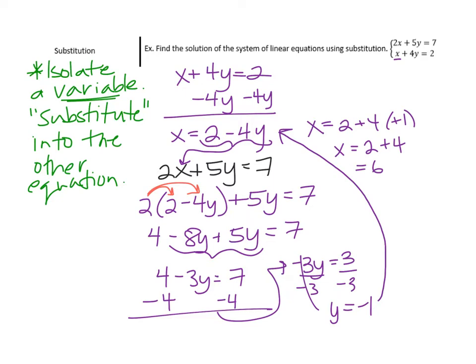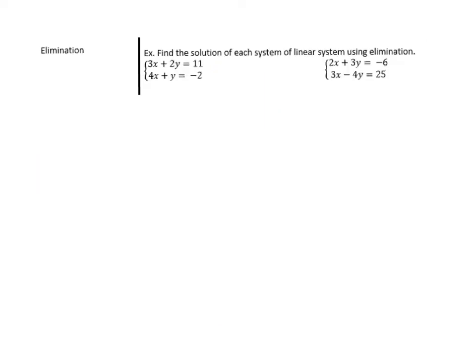So now to write it as an ordered pair, like we did for our graphing solution, we're going to put 6 first and negative 1 second. That is the solution to our system.